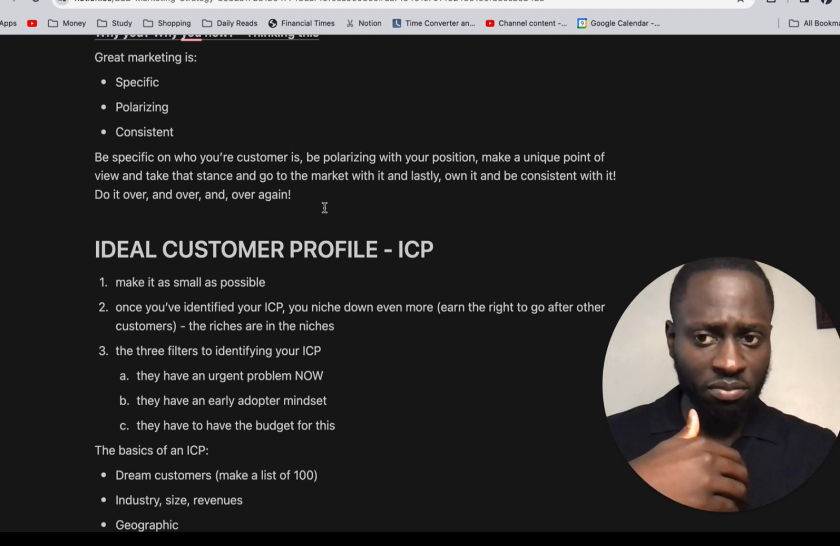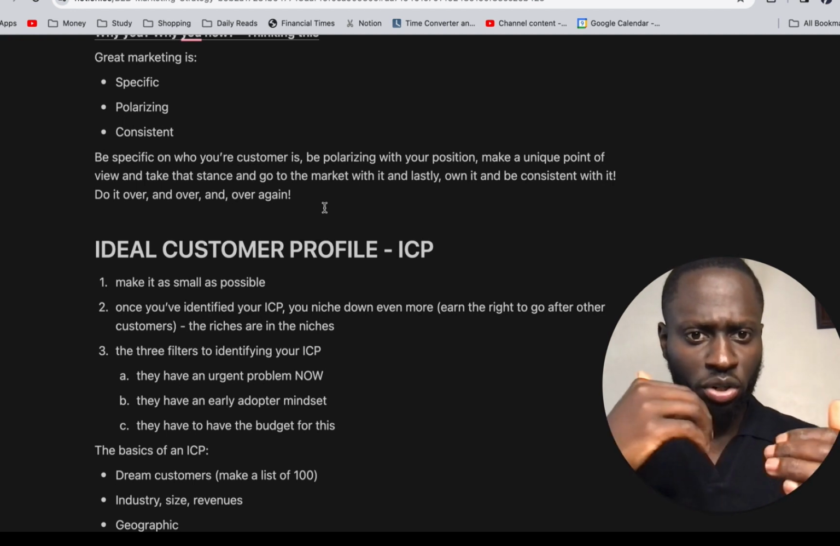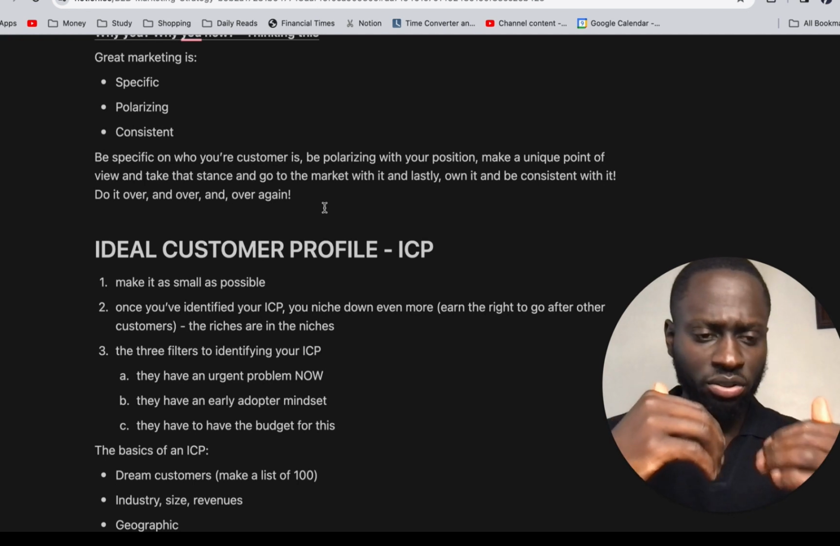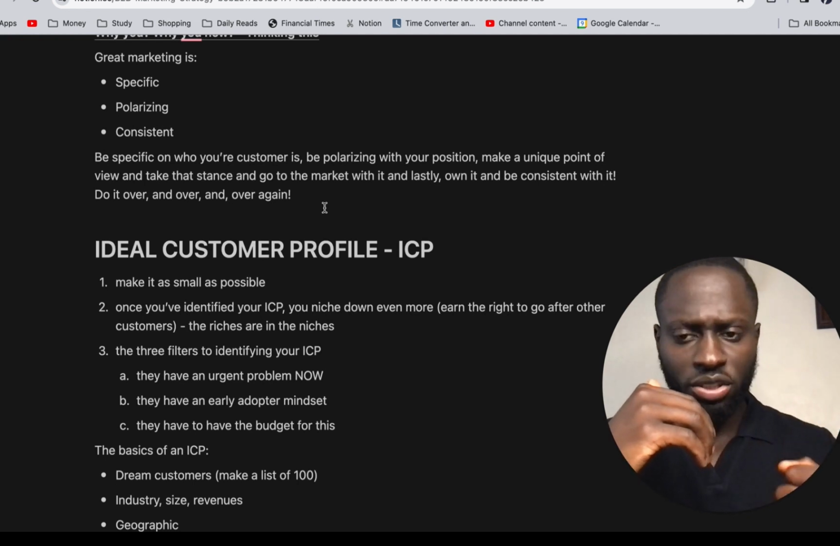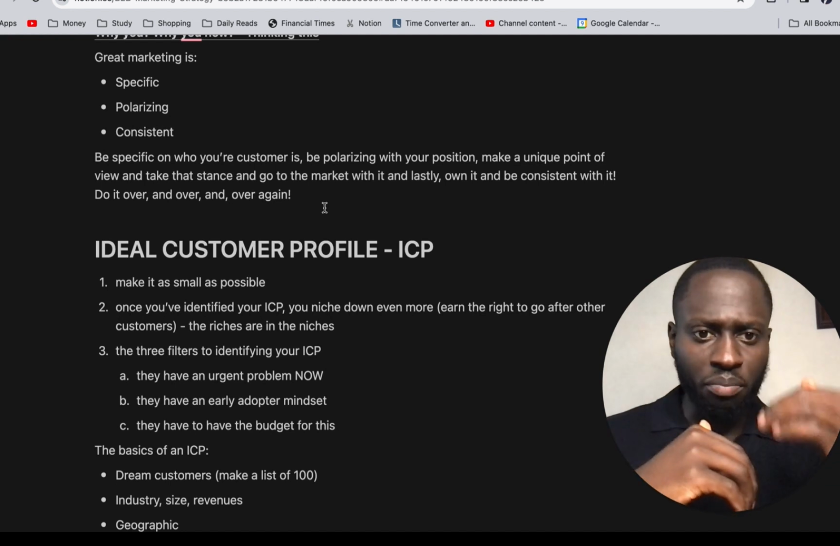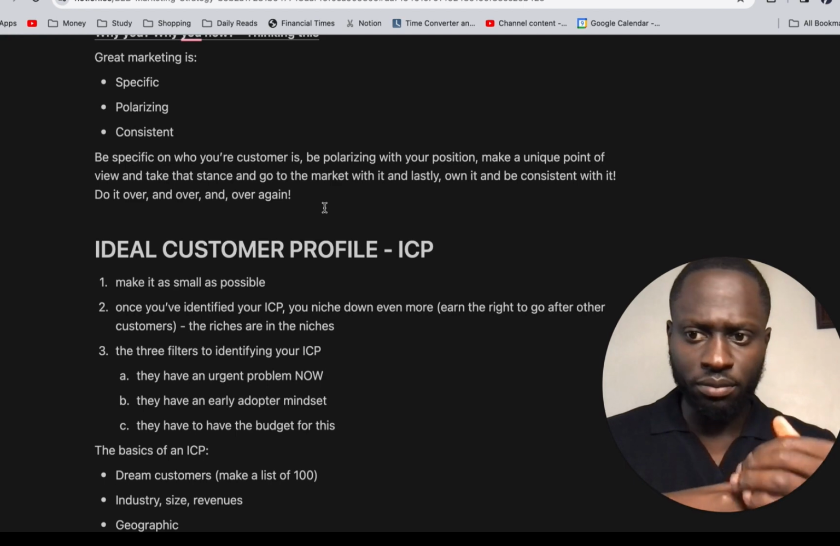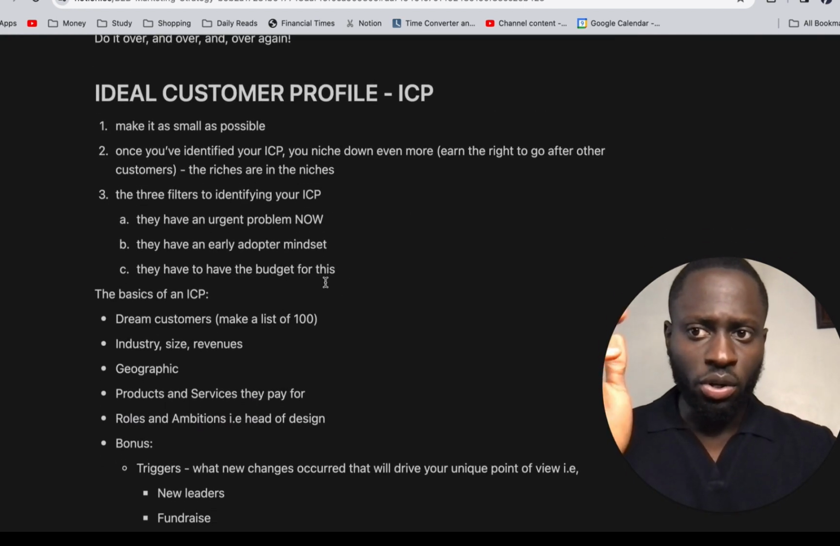So be specific with who your customer is. Be polarizing with your positioning. Make a unique point of view and take a stance on it. Be very passionate and then go to the market with it. And lastly, own it. Be consistent with it. Do it over and over and over again. Now we finally get on to the ideal customer profile.